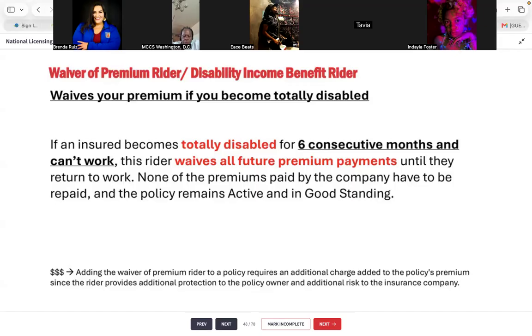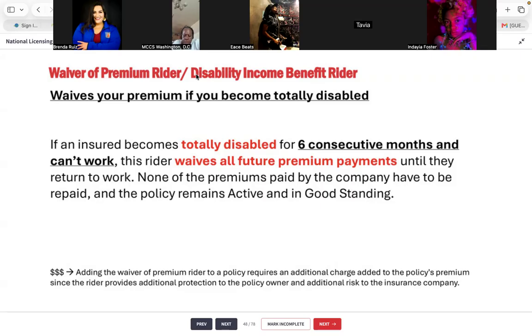So if an insured becomes totally disabled for 6 consecutive months and they cannot work, this rider will waive all future premium payments until they return to work. None of the premiums paid by the company have to be repaid. This is just saying the insurance company is going to pay for your policy while you are disabled. Pretty cool, right? None of the payments that they make actually have to be repaid to them. They're going to take care of it. You don't have to pay it back.